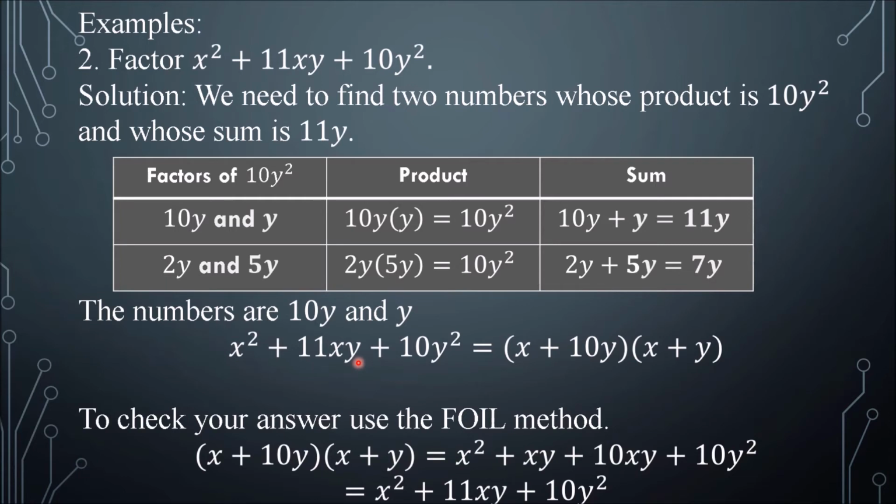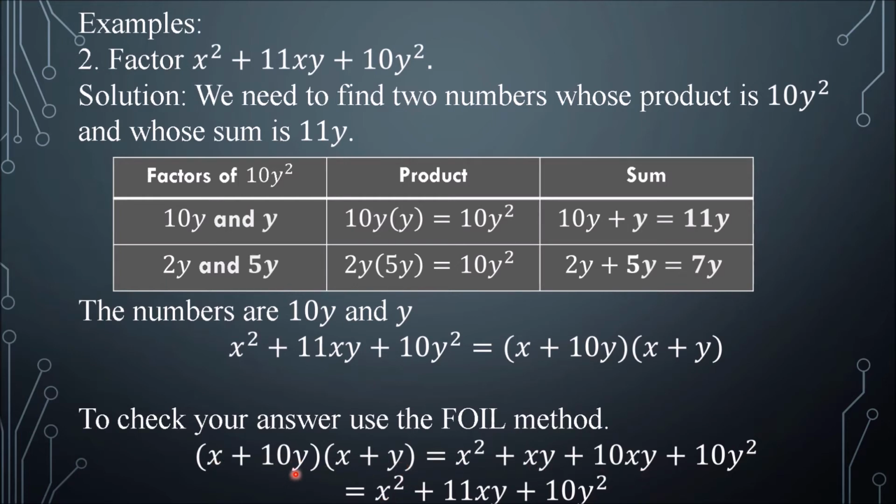Again, if we will use the FOIL method to check for the answer, x plus 10y times x plus y, we have x squared plus xy plus 10xy plus 10y squared. So xy came from x times y. That's the outer.